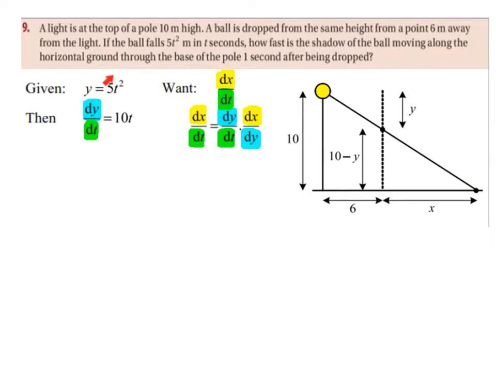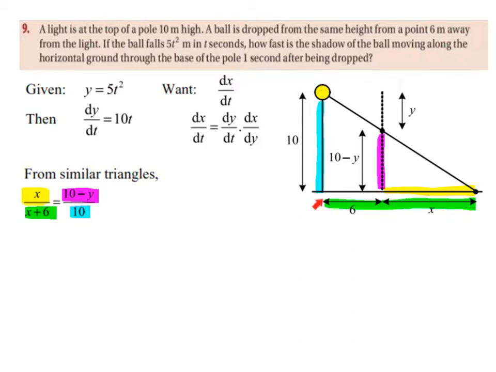So if y is equal to 5t squared, then dy/dt, the derivative of y with respect to t, will be 10t, because 2 times 5 is 10, and 2 take away 1 is 1, so we get 10t. We want dx/dt, and dx/dt is equal to dy/dt multiplied by dx/dy. We know dy/dt, it's 10t. Now we need to figure out dx/dy.